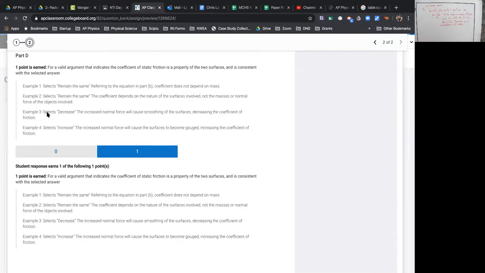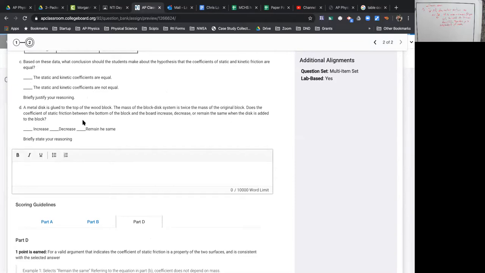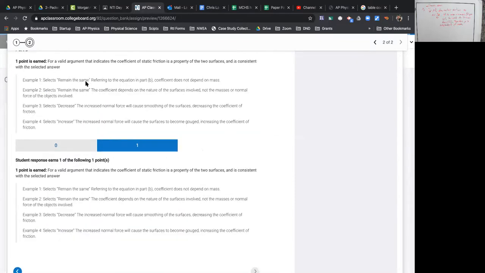I don't get this. You could have gotten it right if you said decreases. The increased normal force will cause smoothing of the surfaces, decreasing the coefficient of friction. What the heck does that mean? So, okay, the way I'm reading this means you could check any one of these, but if you put this explanation, you would get a point. If you put decrease but give this explanation, you would still get a point, and increase, the normal force will cause the surfaces to gouge, increasing. Okay, this is wild.